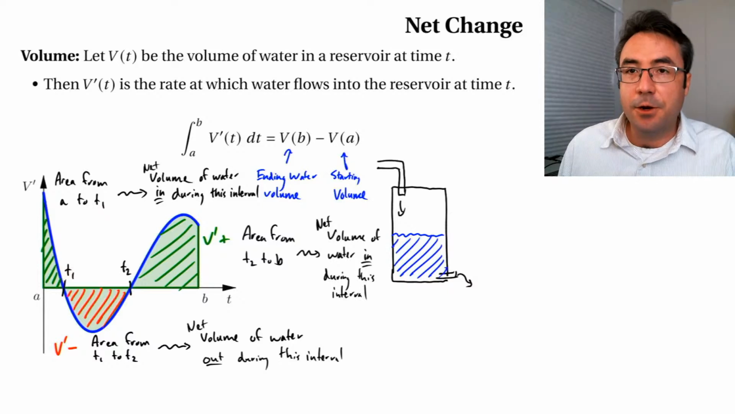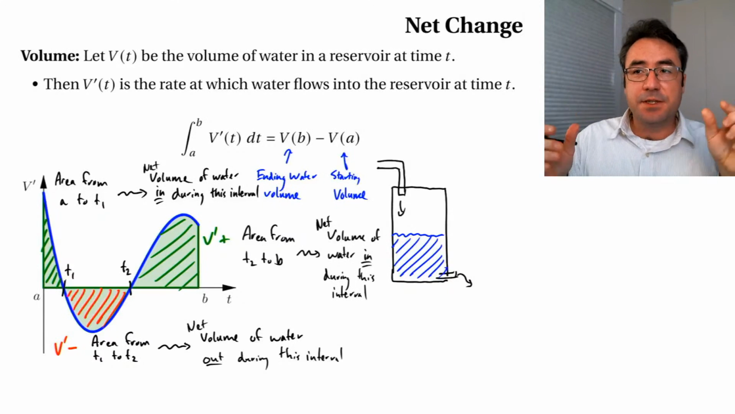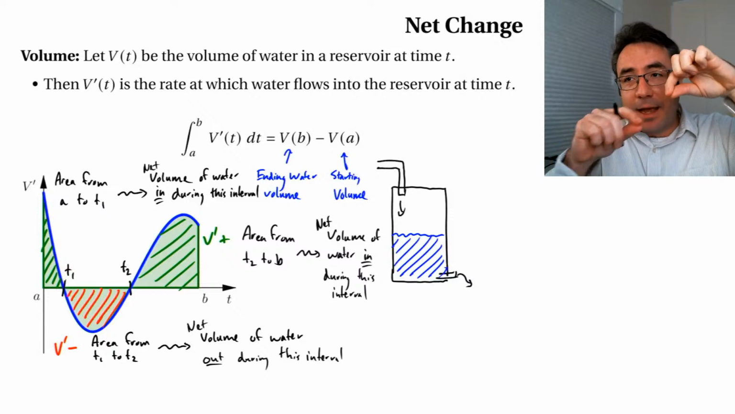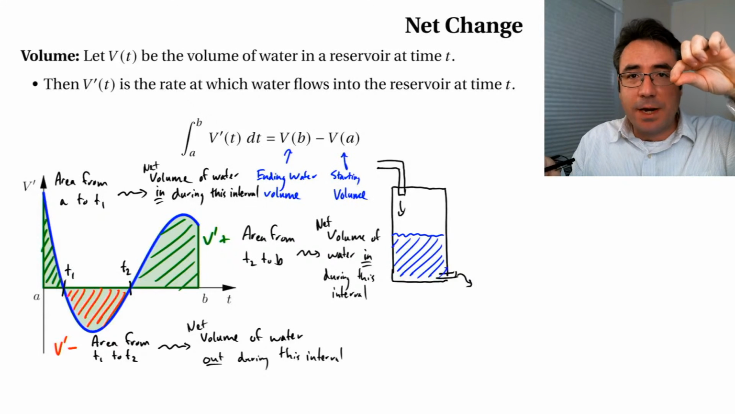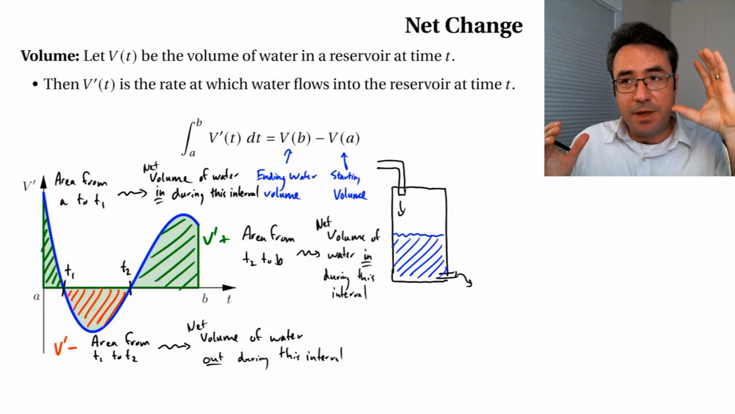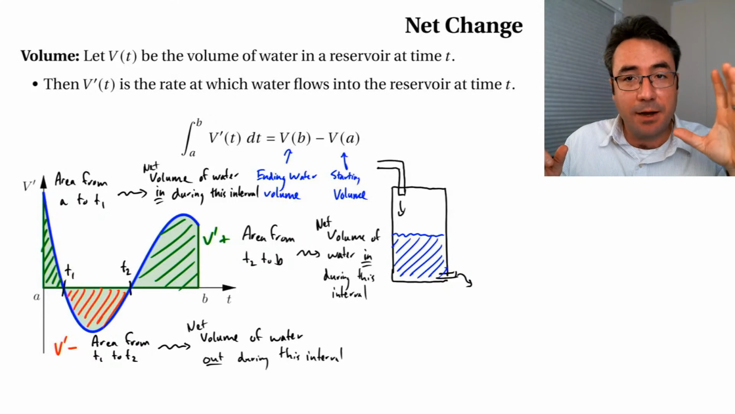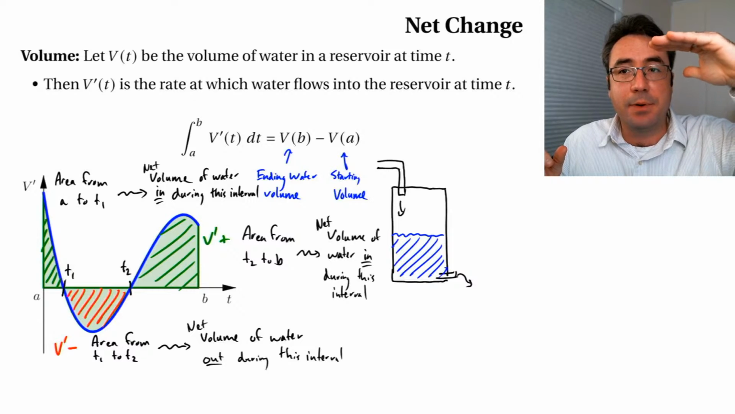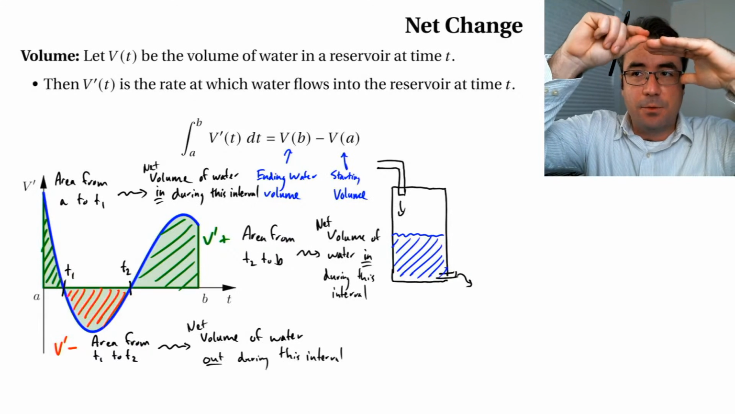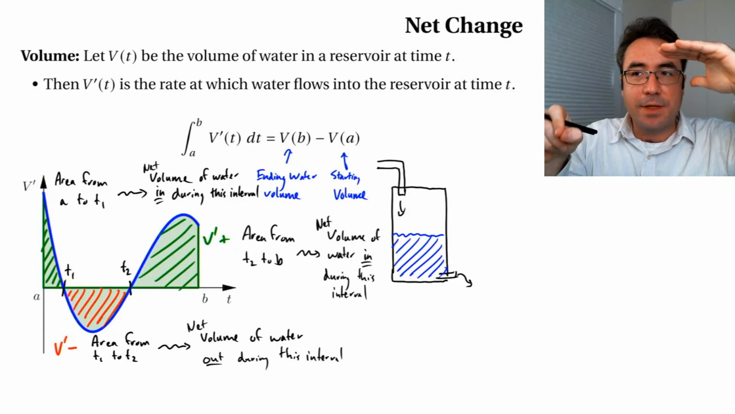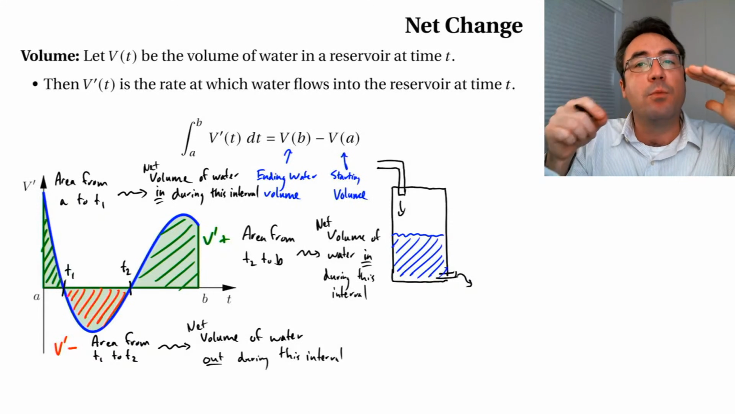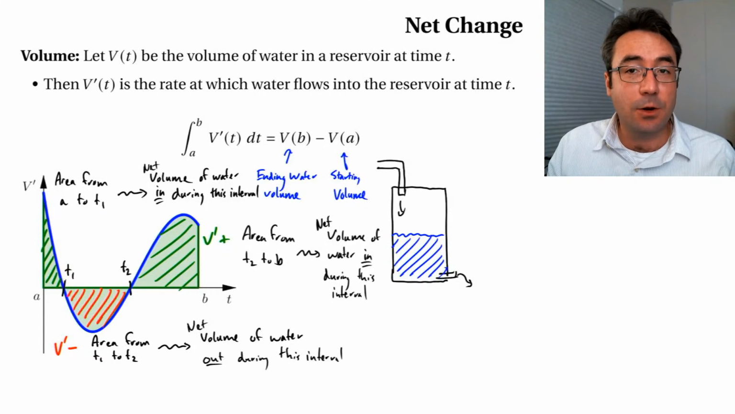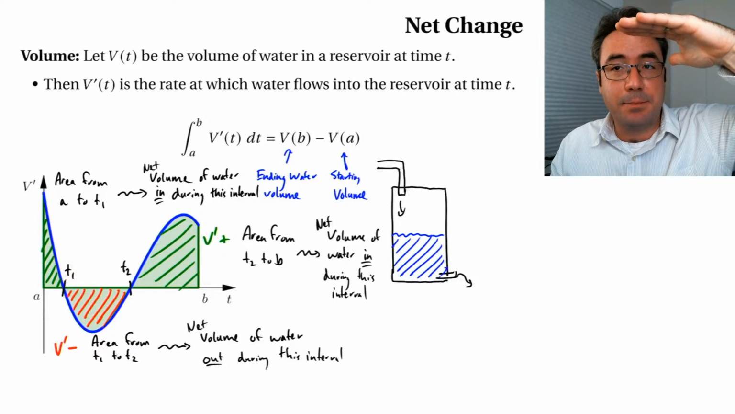Because we might have water. So in this system, we might have water flowing into our tank, and then simultaneously it might be draining out. But when our V prime function is above the horizontal axis, what's happening is our water level is going up. The water that's coming in and the water that's draining out of our system, we have more water coming in than is going out. So our volume is going up.